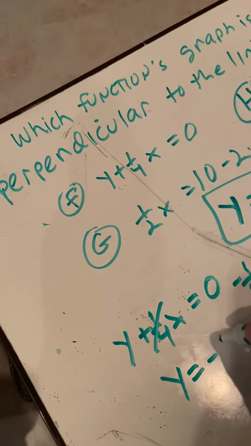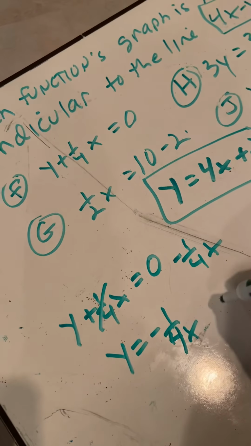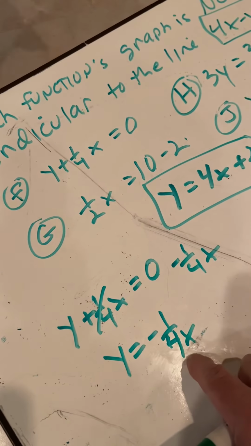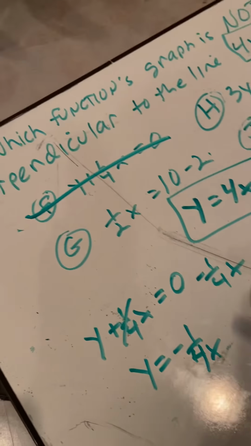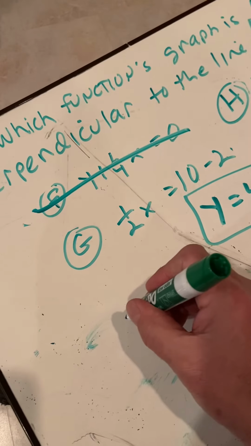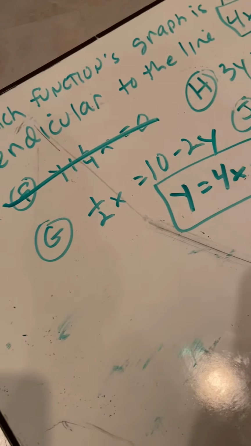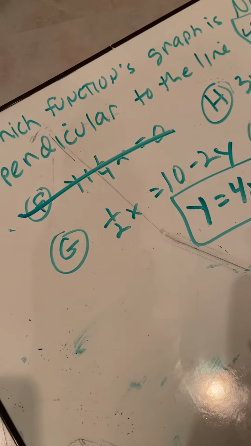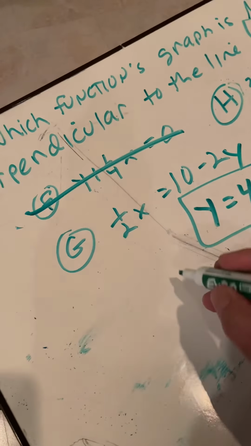Now doing this one, we get a slope of negative 1 over 4. That's not the answer. Now let's do this one. Okay, so now we're going to do this one. We're going to keep this in mx plus b equals y form.